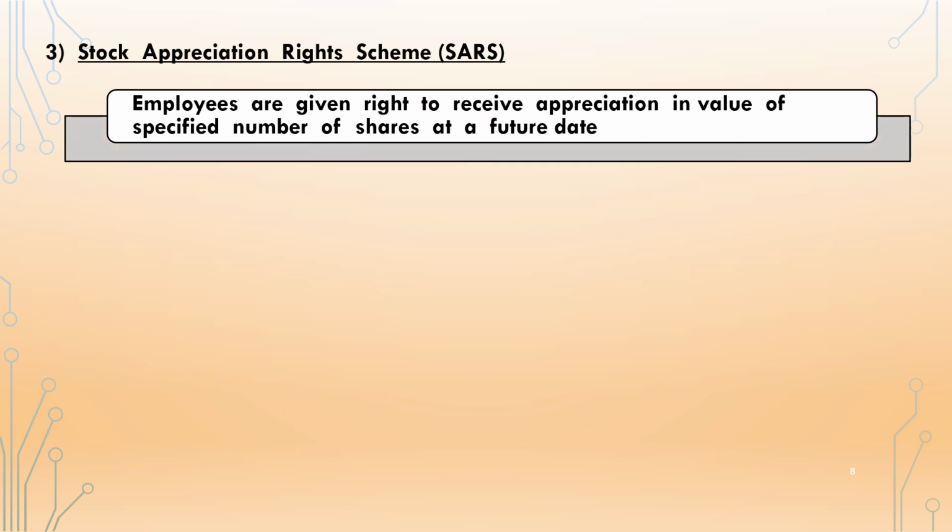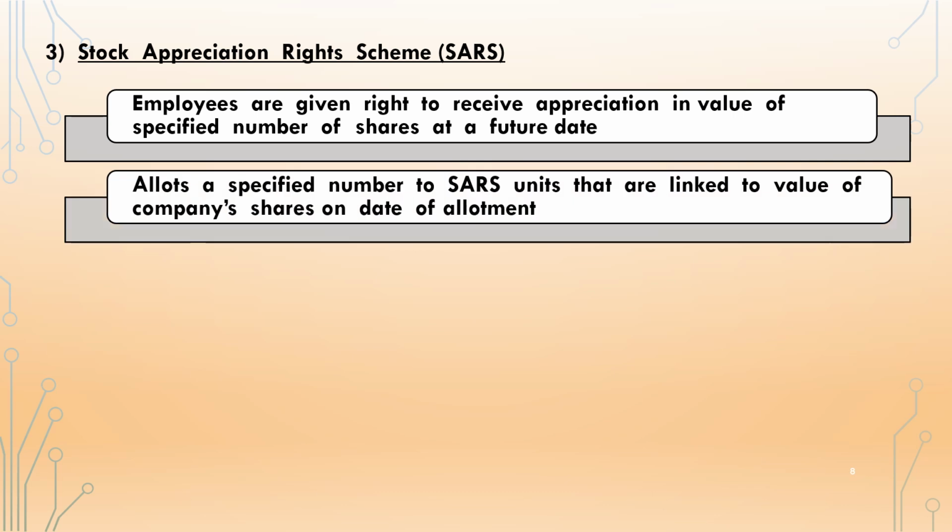Under this scheme, employees are given the benefit to receive appreciation, that is, increase in the value of a certain specified number of shares at a future date whenever the market value of shares of the company goes up, which means that if the company performs well and its market value increases, then the benefit of the increase in value is passed on to the employees through this type of shares. On the date of allotment, the company gives a specific number of SARS units which are further linked to the value of the company's shares.